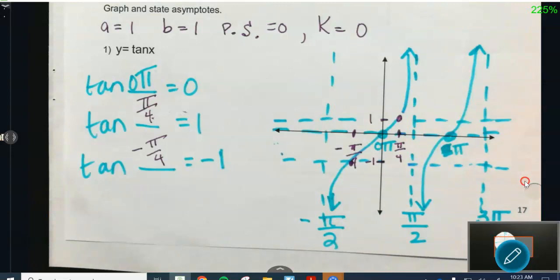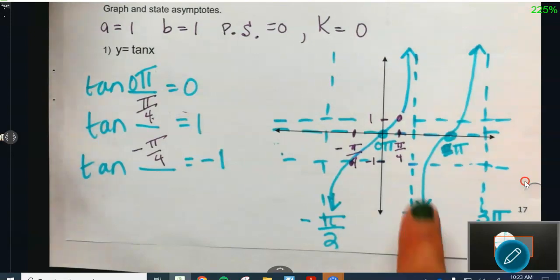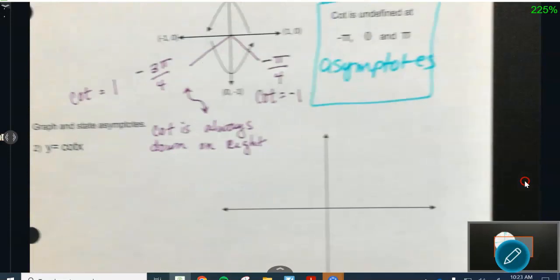So all of that ties in, but I am not going to ask you to write all of this on here. Here's what I'm going to show you. I'm going to show you what we're going to write for tangent and cotangent on plane cotangent. All right, let's shift gears and let's talk about cotangent.